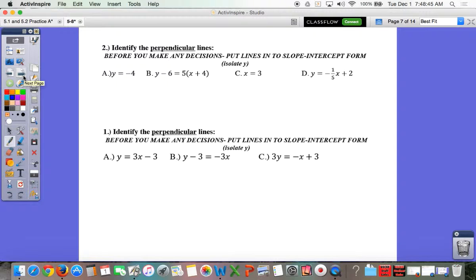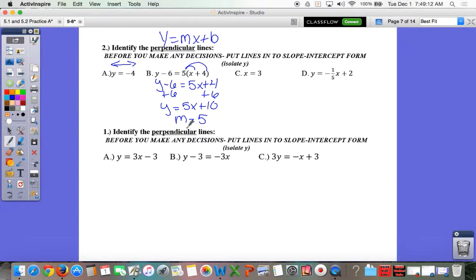Let's go to these ones. Now we have to identify perpendicular lines. Remember, you have to write it as y equals mx plus b. So let's analyze this. A, y equals -4. Remember, that's a horizontal line. B, I need to distribute my 5 to get y minus 6 equals 5x plus 4. So add your 6, add your 6. You get y equals 5x plus 10. So here m equals 5. C, this is a vertical line. And D, we know that m equals -1/5.